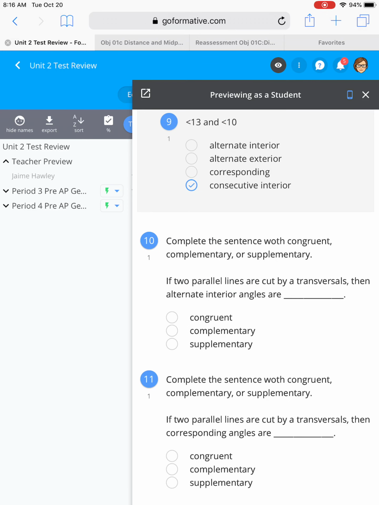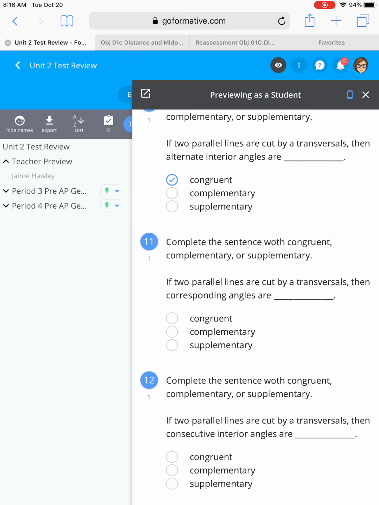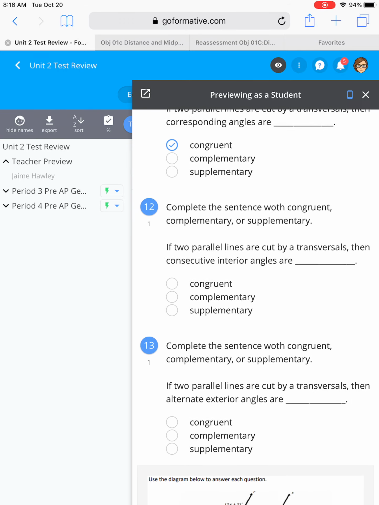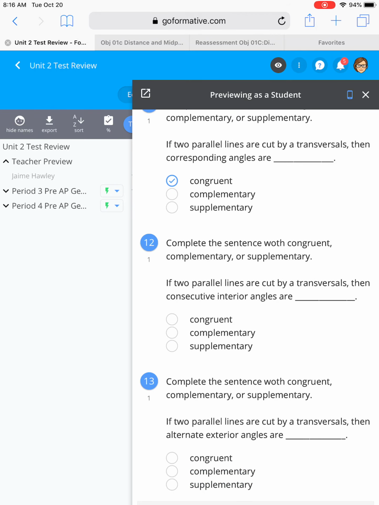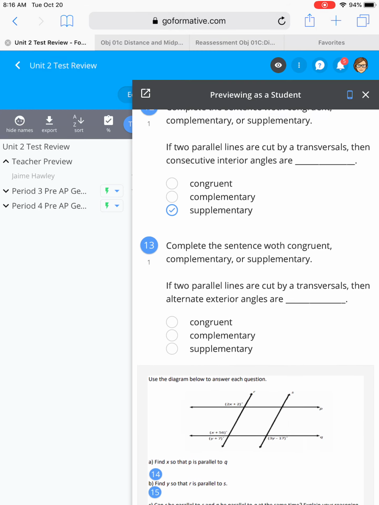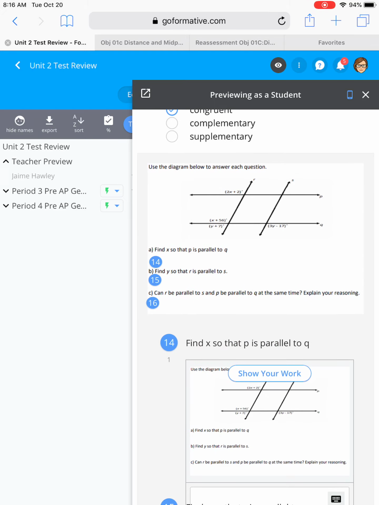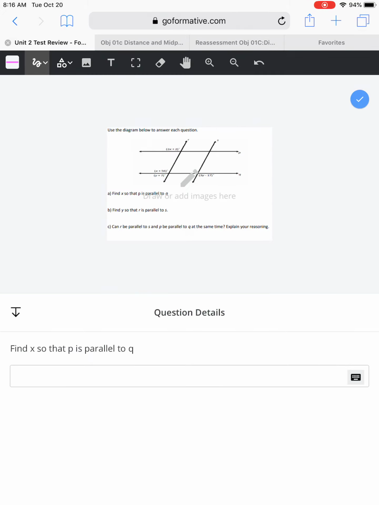Complete the statement. If two parallel lines are cut by a transversal, then alternate interior angles are congruent. If two parallel lines are cut by a transversal, then the corresponding angles are also congruent. If two parallel lines are cut by a transversal, consecutive interior angles are supplementary, and alternate exterior angles are congruent. So that one was pretty simple. So going to the next one. This is a little bit more complicated.